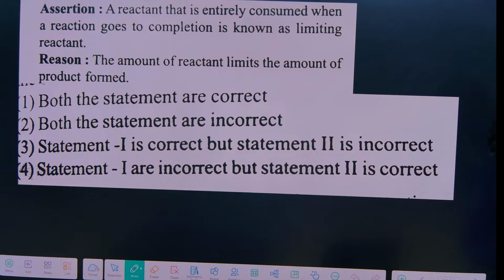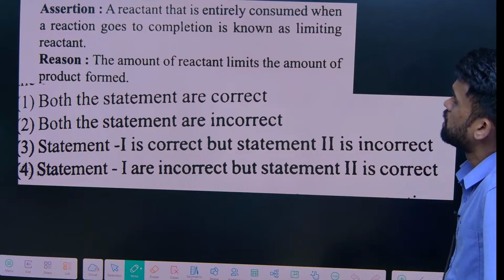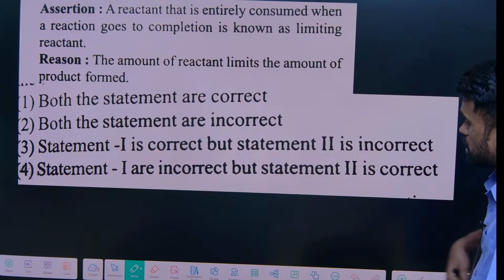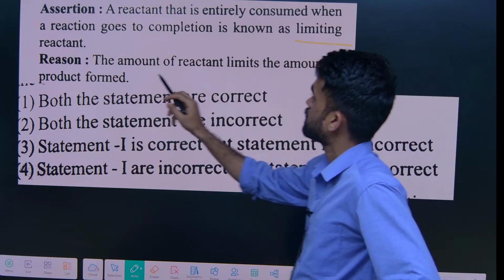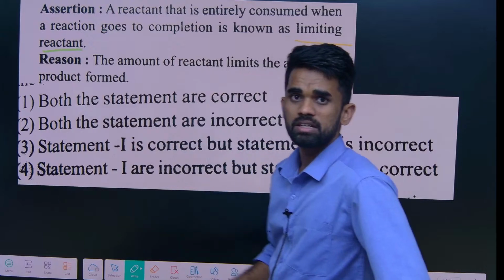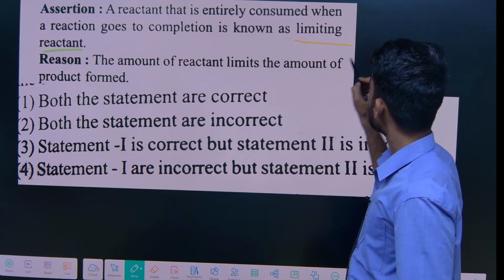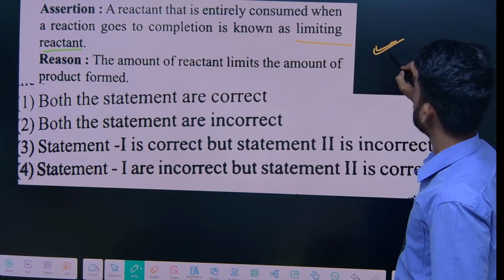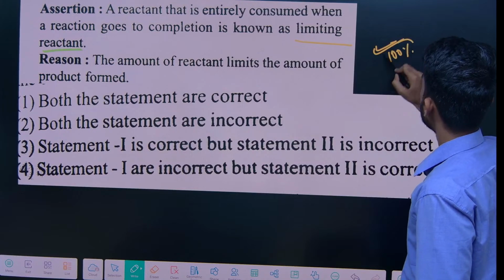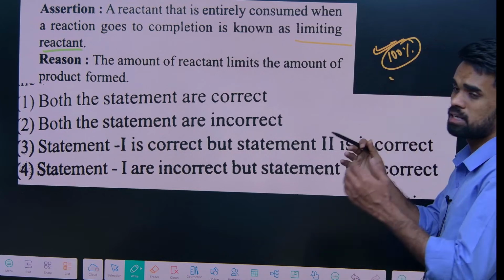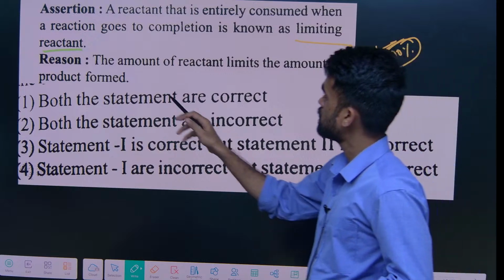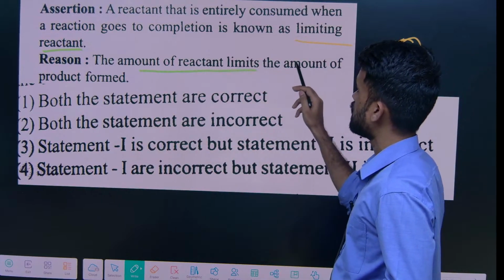Tell me what they are saying. Assertion: a reactant that is entirely consumed when a reaction goes to completion is known as the limiting reactant. Will it be correct or not? Yeah. During a chemical reaction, the limiting reagent will be 100% consumed. The excess reagent will remain in excess. Now see, the amount of reactant limits the amount of product formed.